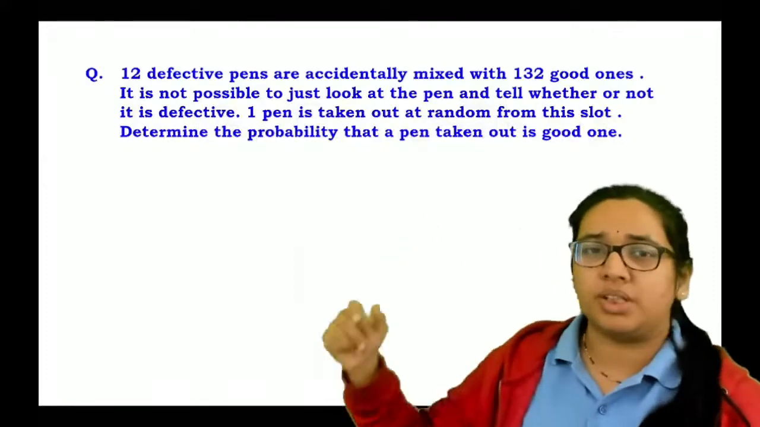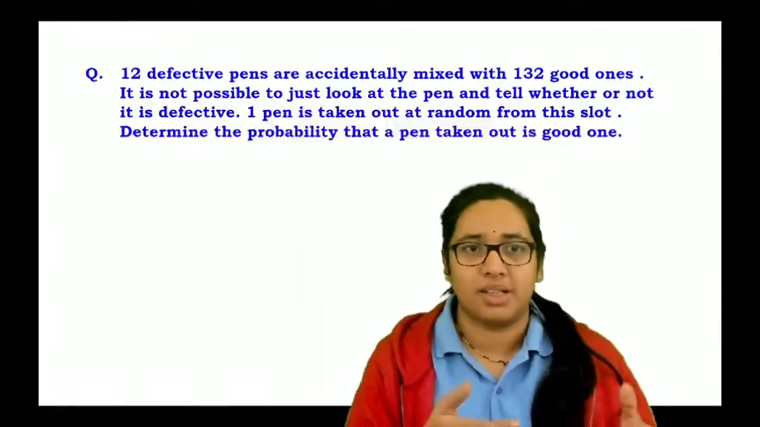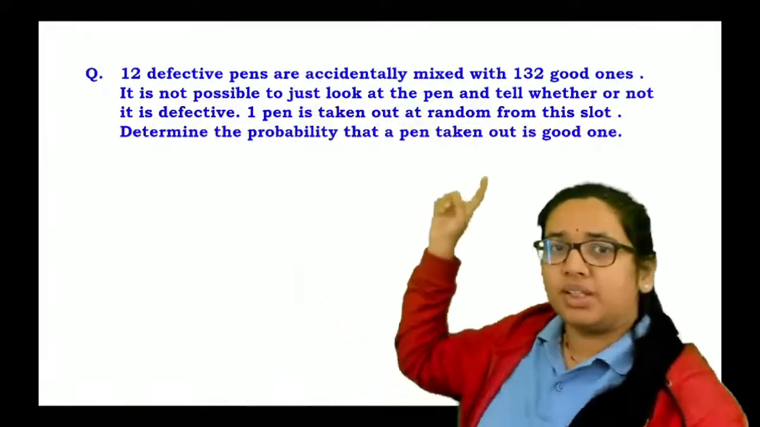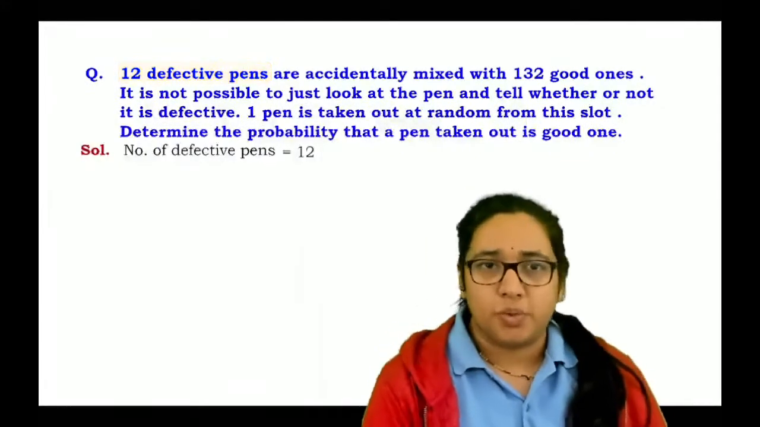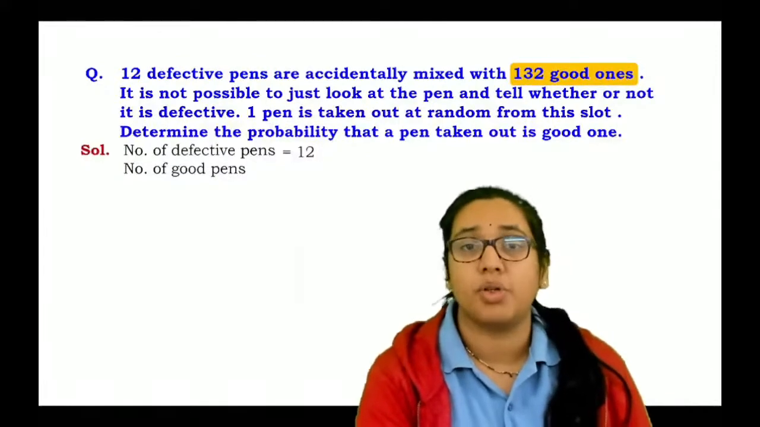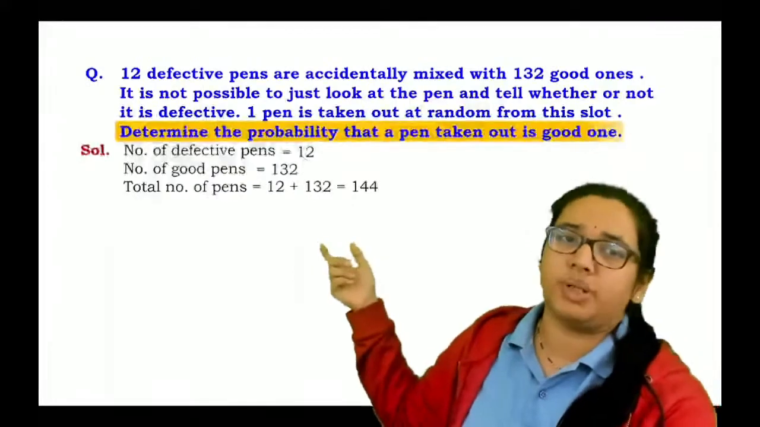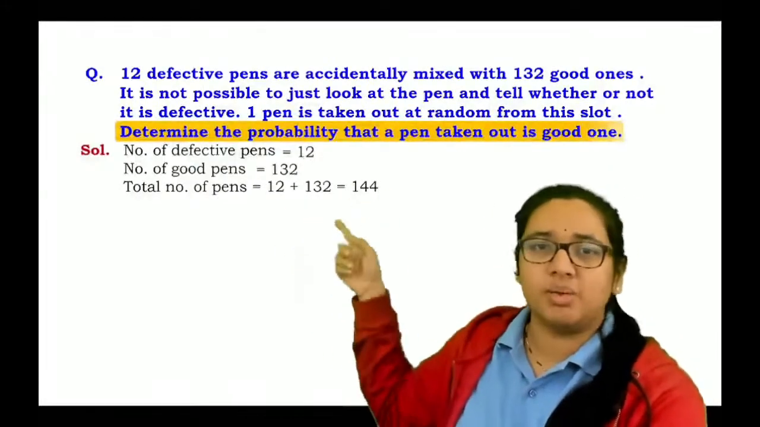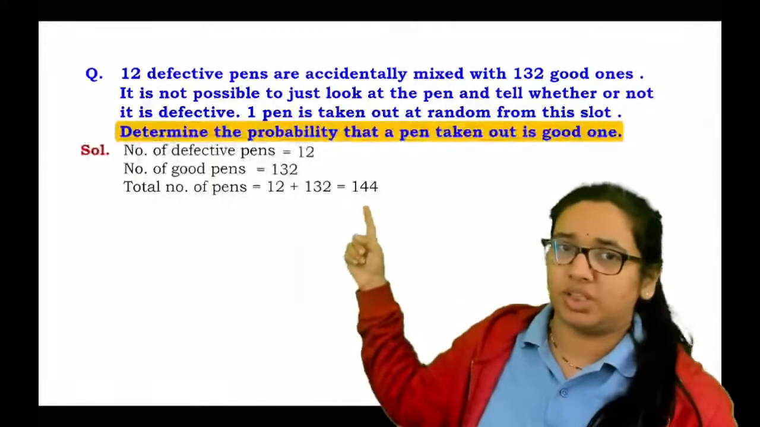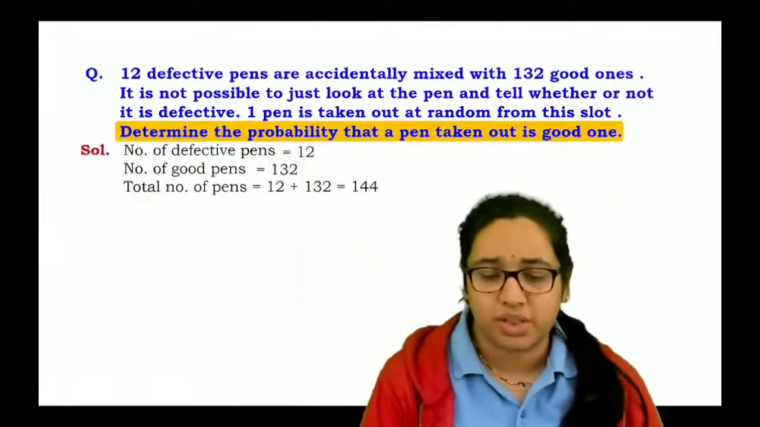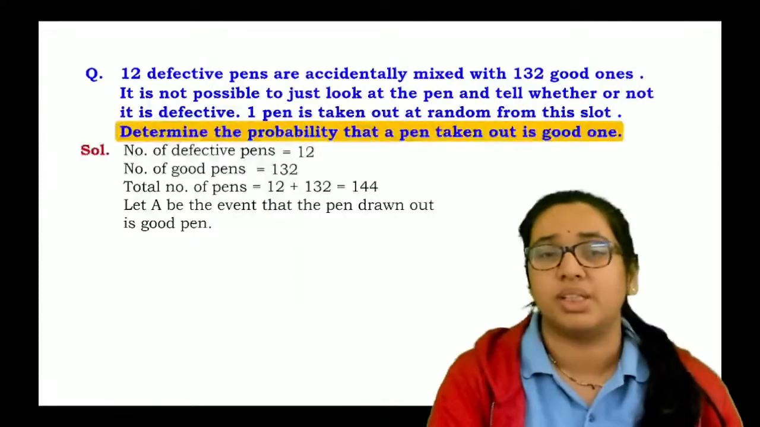So, do you have the value of total number? Total pens is equal to 132. We know that 12 pens are defective, and it means that total minus defective will give you the answer of good pens, right? As the number of defective pens is equal to 12 and the number of good pens is 132, therefore the total number of pens is 12 plus 132, which is nothing but 144. So if you have to find out probability, you should know the total outcomes, n of S, whose value will be 144. Let A be the event that the pen drawn out is a good pen.